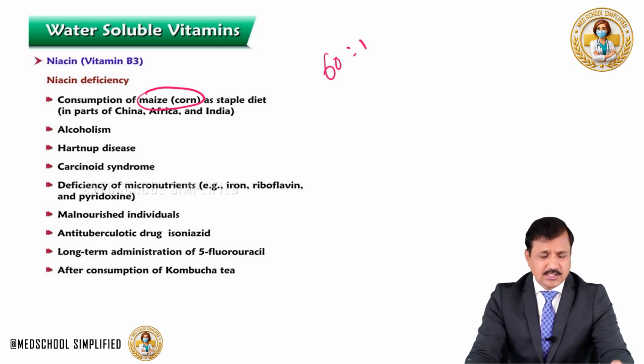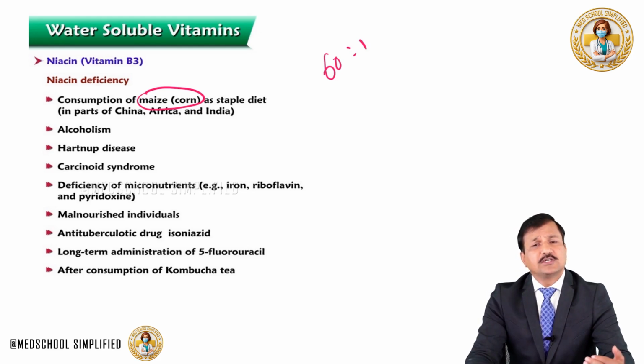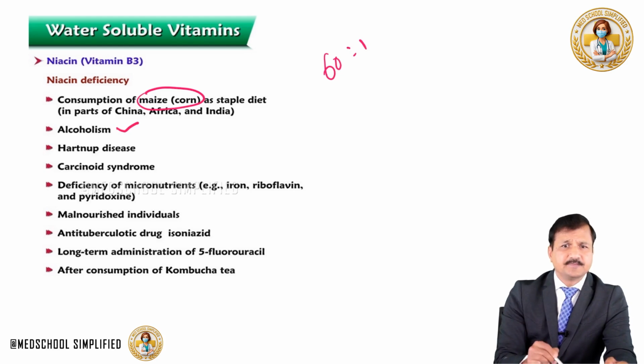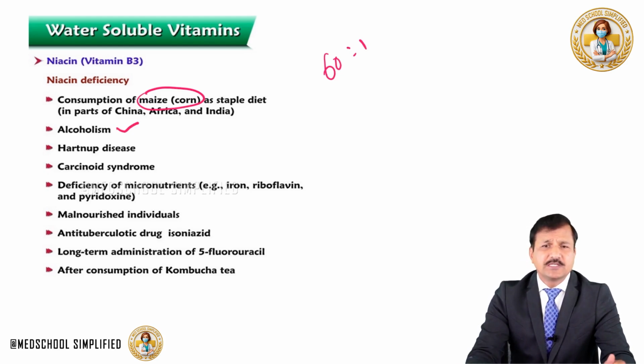Now, what are the other causes of niacin deficiency? What are the causes in the developed world? It can be because of alcoholism. Why? Because ethanol causes decreased absorption of most of the water-soluble vitamins, and that includes niacin. So, alcoholism can lead to niacin deficiency.